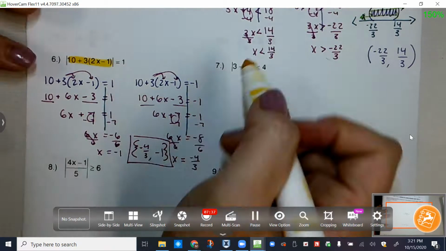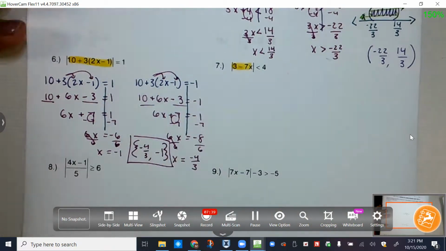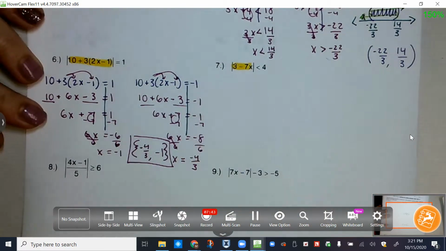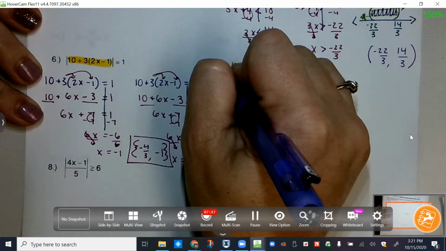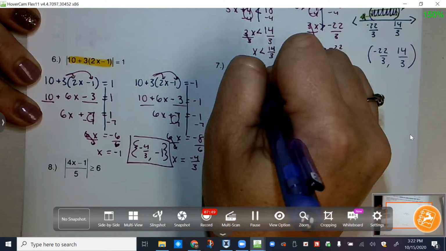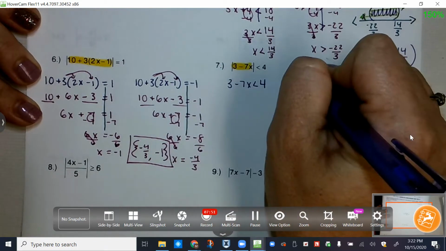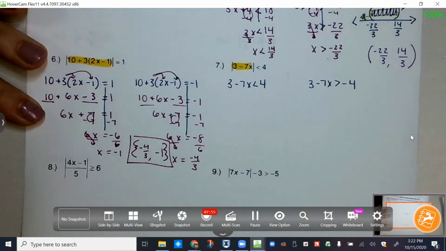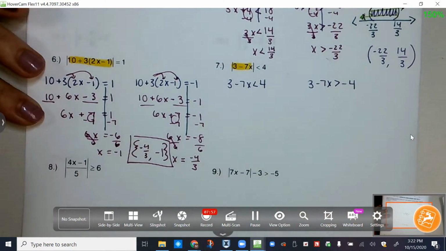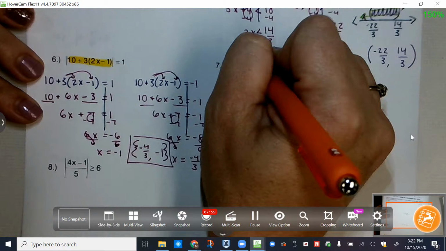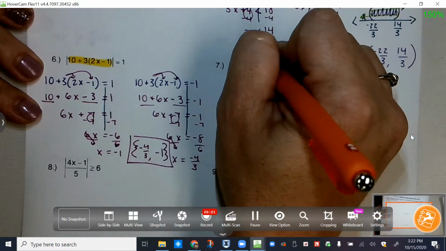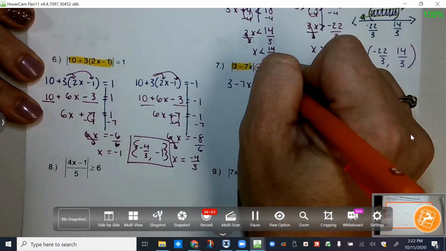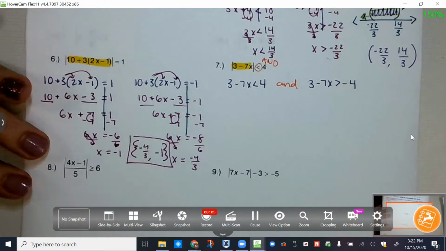Okay, this next one, again, my absolute value is already alone. So I'm going to go ahead and write them out. So my first one is exact. My second one is opposite inequality, negative after. And I want you to realize this is less than. So it's an and situation. Okay, so knowing that, let's solve.